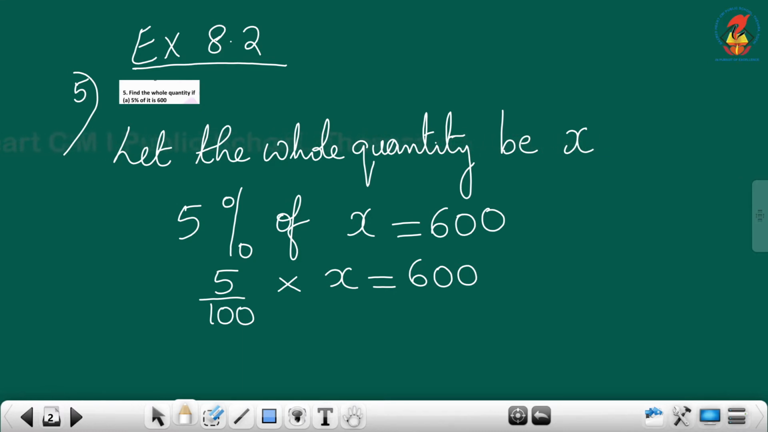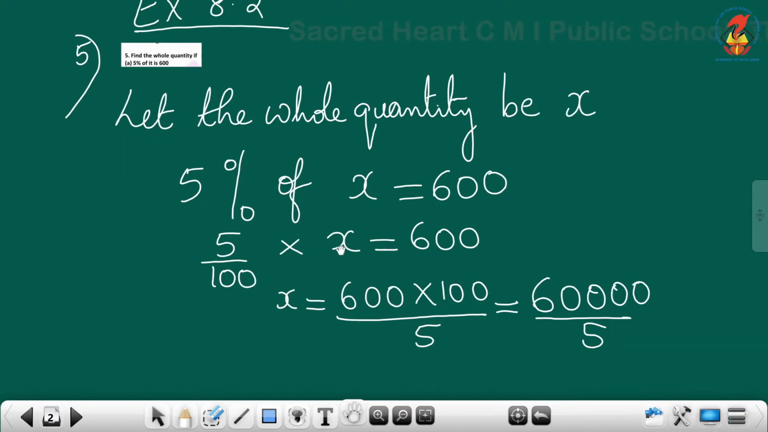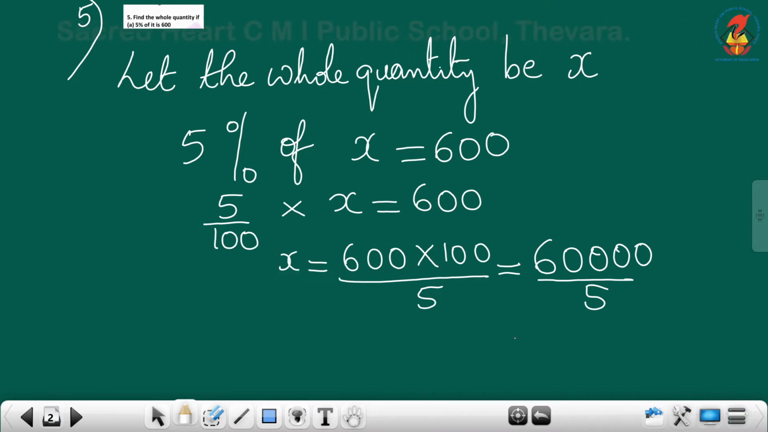That means use your transposing method. The 100 is a division here, so take that to the other side. So what will happen? 600 into 100. This 5 is a multiplication here, so it will come as a division, by the transposing method. So 600 into 100, what is the answer? 60,000 divided by 5 is equal to 12,000.